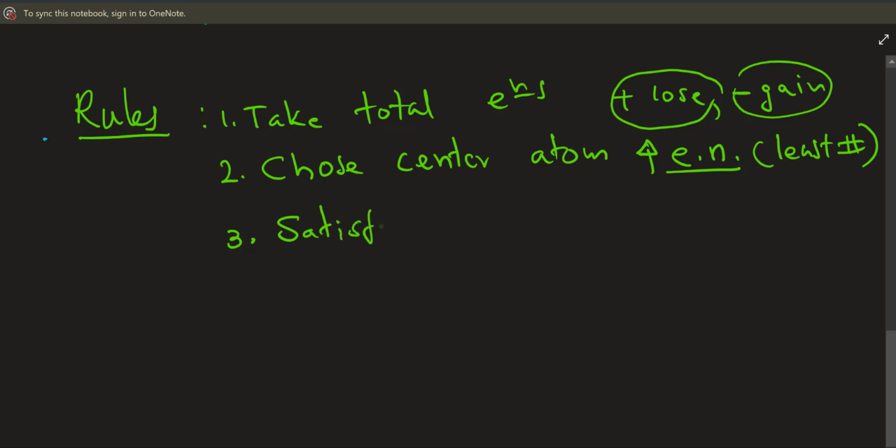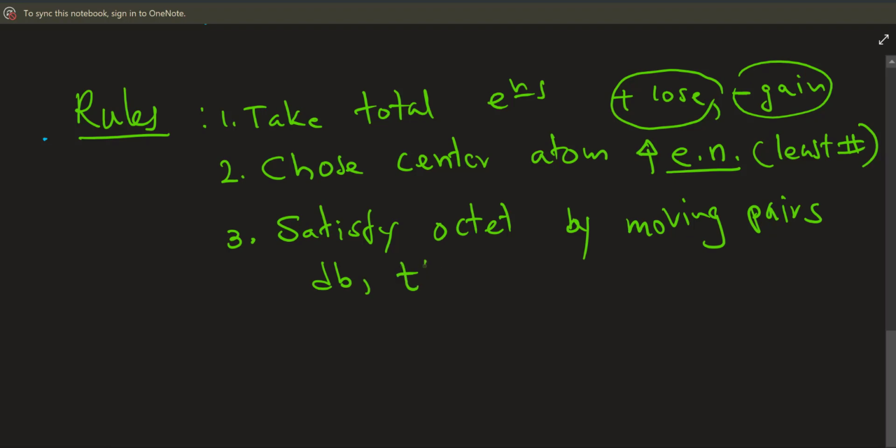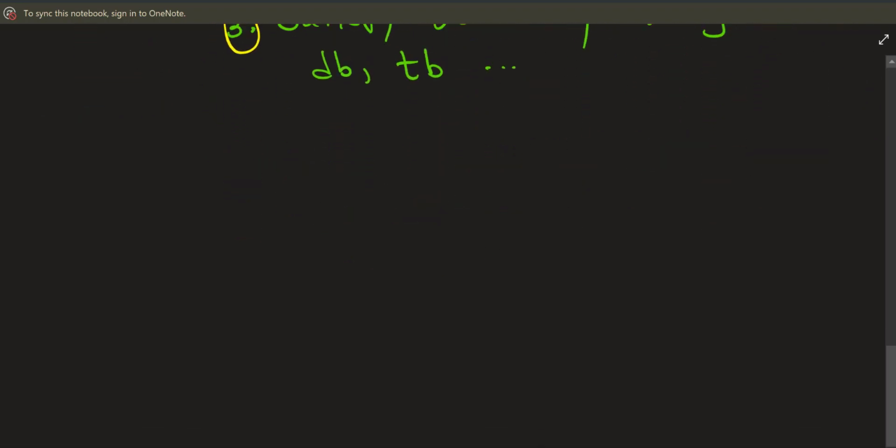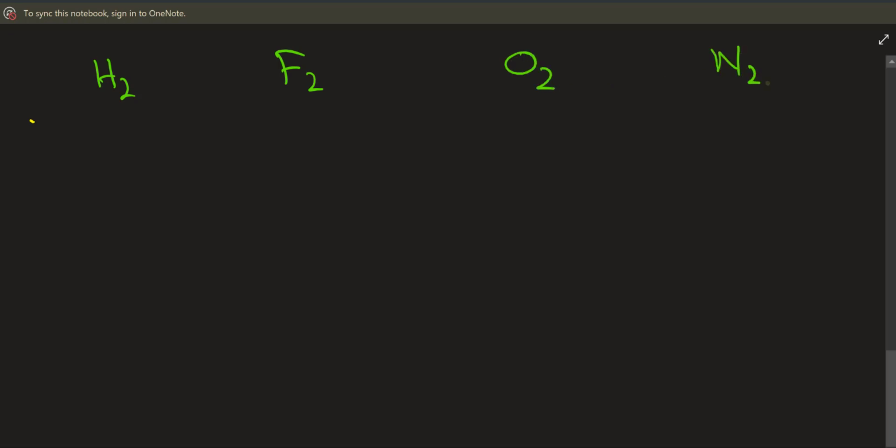Mostly it works. Now, also satisfy the octet rule for each atom by moving pairs of electrons to make either double bonds or triple bonds where necessary. Where necessary only. You try to satisfy the octet first, right? If not, you make it double or triple. So that's how you do it. So let's look at the simple ones. Simple ones are hydrogen, and let me take fluorine and oxygen and nitrogen. So it's going to increase a little bit in complexity.